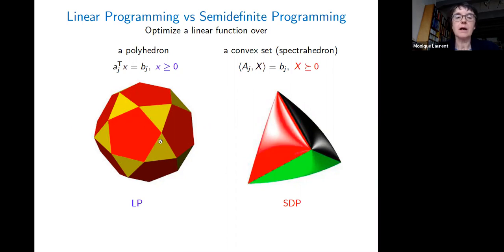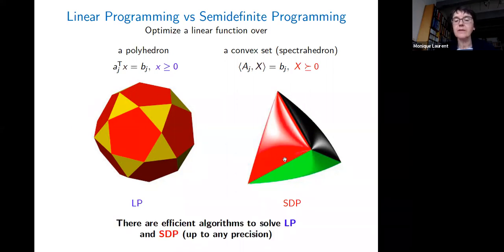So here is how the typical feasibility region of a linear program looks like. It's a polyhedron. And here is a typical region of a semi-definite program. It's a spectrahedron, and it's a convex non-polyhedral region in general. And the key thing is that there are efficient algorithms to solve linear programming and to solve semi-definite programming up to any precision.